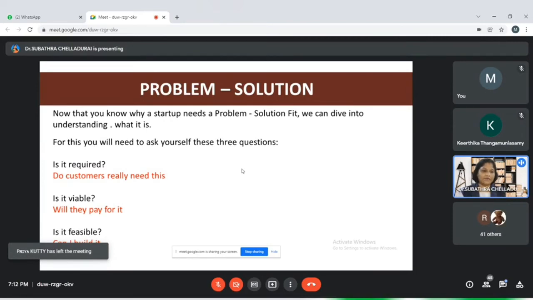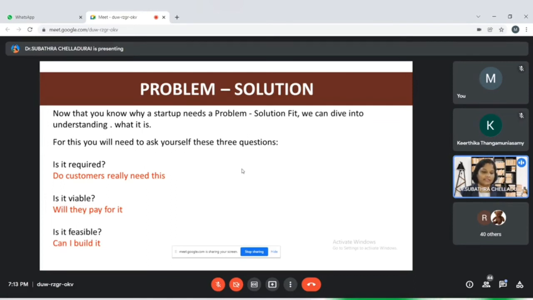And now that you know why a startup needs a problem solution fit, in order to identify, in order to sustain in the business and to promote their product, for this you will need to ask yourself 3 questions. Before introducing a product, you need to ask the 3 questions.